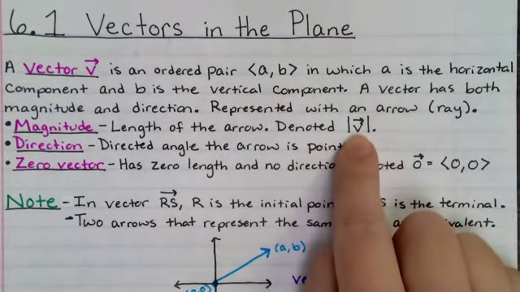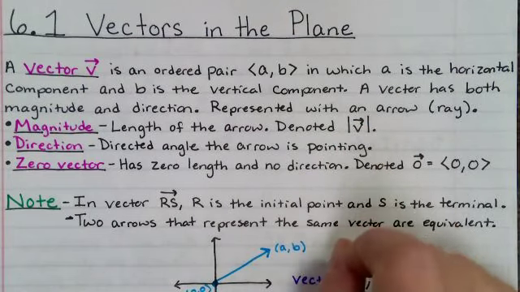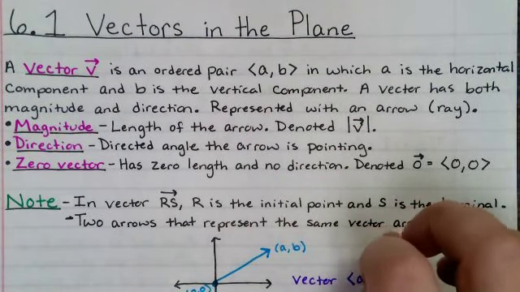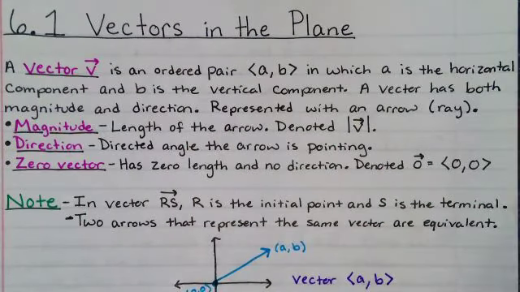Okay, we denote it with these little bars on either side. See, this is a V with a ray on top, so that shows a vector V. But we put those little bars on either side. That does not mean absolute value here. It means magnitude. Direction, again, is the direction that it's going to go in.